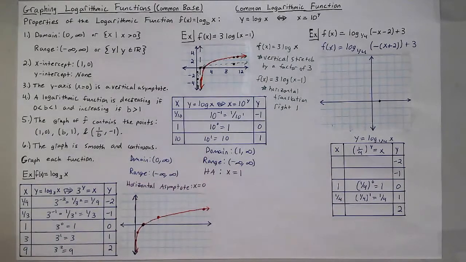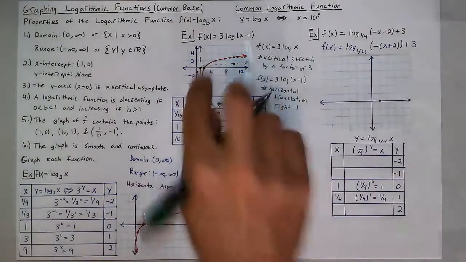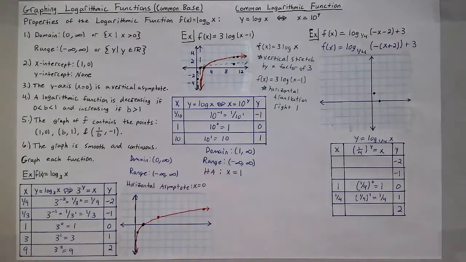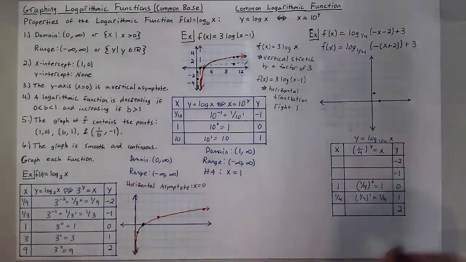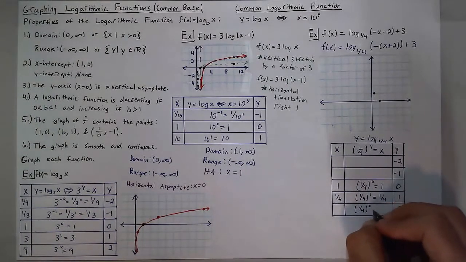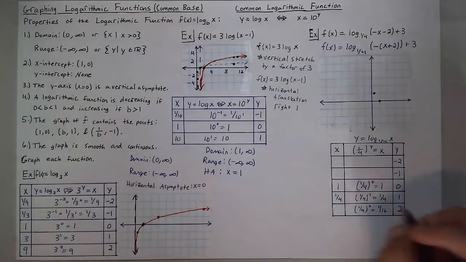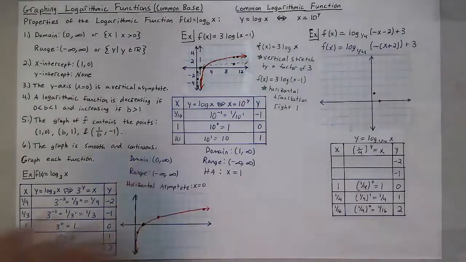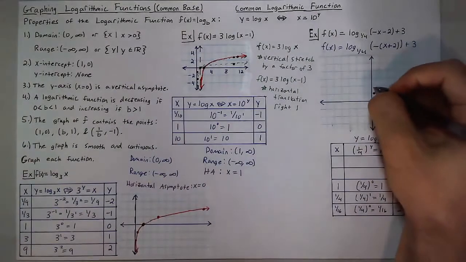So my point now, when I go to 1/4, it doesn't go down. It's actually going to go up to 1 right there. And when y is 2, I get 1/4 squared, which is 1/16. So even closer up against the axes, I'm still climbing up as I get closer to that y-axis.